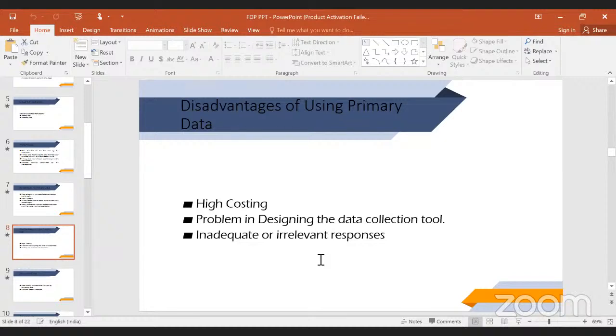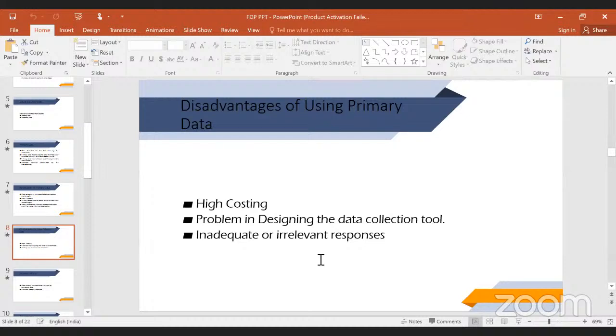Disadvantages are also there in relation to primary data. Costing is very high. If I have to go to every place for collecting data, obviously costing will be high. Then there is the problem in designing the data collection tool. There are so many tools that I can use for collecting this data, like questionnaires and interviews, which I will be explaining further in my slides.